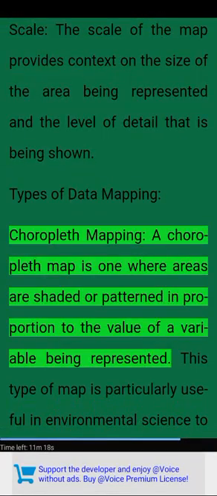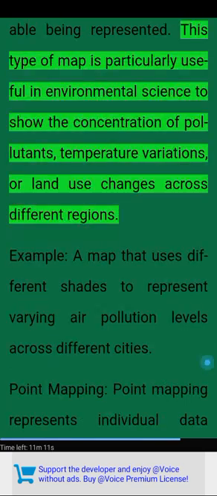Types of data mapping. Choropleth mapping. A choropleth map is one where areas are shaded or patterned in proportion to the value of a variable being represented. This type of map is particularly useful in environmental science to show the concentration of pollutants, temperature variations, or land use changes across different regions.